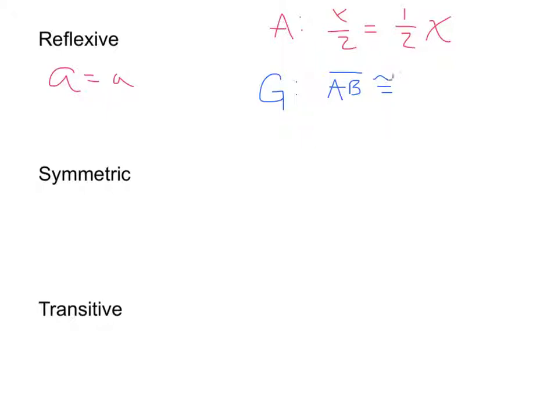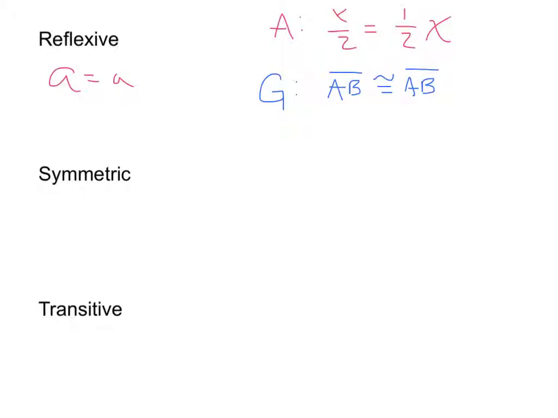Alright, so first ones, we got reflexive property, and what that basically says is A equals A. Now we're going to give two examples here. In an algebra example, that'd be like x over 2 equals 1/2 x. They're the exact same thing. All we did was really kind of change the way it looks. For a geometry example, sometimes we have to, in a proof, say that one side is congruent to itself. So AB is congruent to AB.